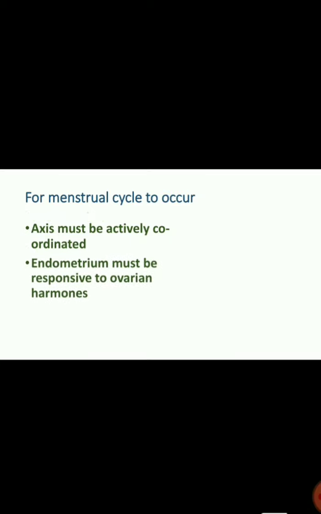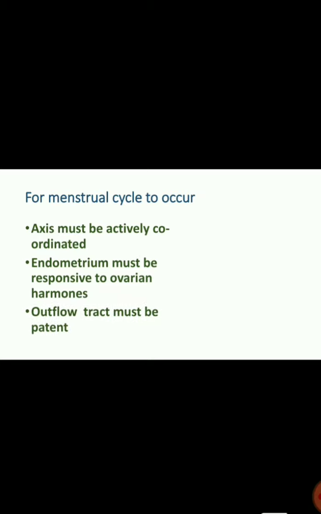The next is that the endometrium must be responsive to ovarian hormone. The hormones are released from the ovary, but they should act on the endometrium, and the endometrium should show proliferation or change in response to the hormone. So it becomes proliferative under the effect of estrogen and progesterone.